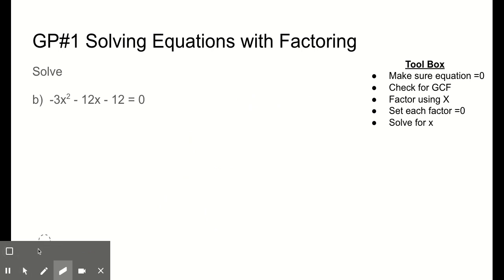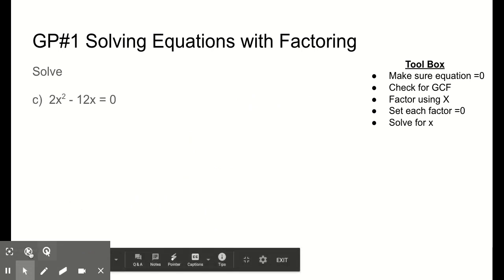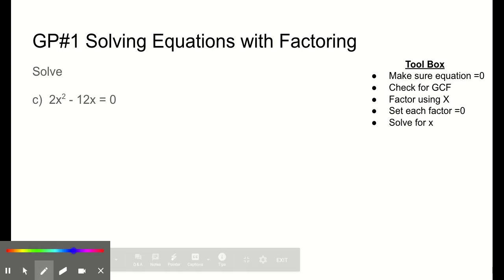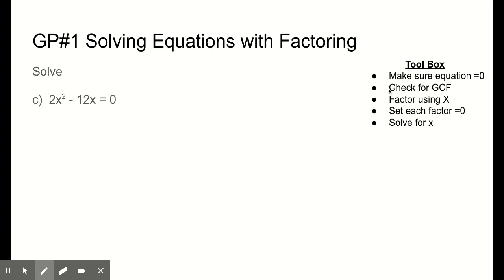All right, let's take a look at a couple more. All right, so here we have 2x squared minus 12x equals 0. Make sure that our equation is equal to 0, and it is. So in this case, again, we're solving for the values of x when y equals 0, so we're looking for those x-intercepts. From there, we're going to check for a GCF.